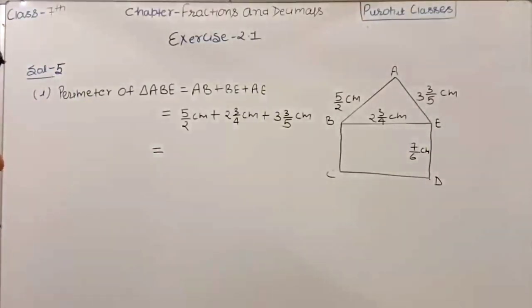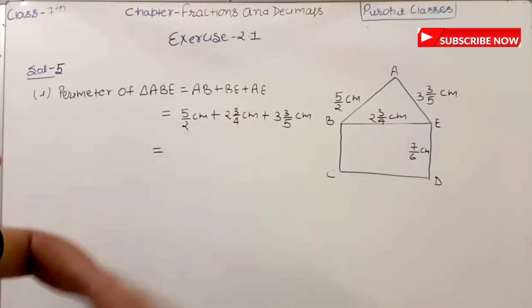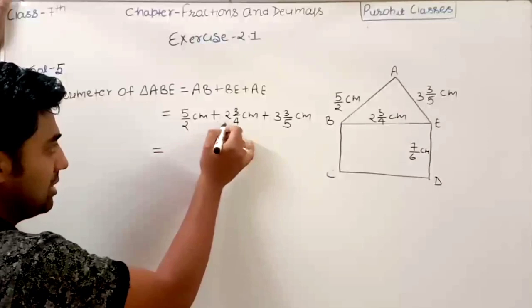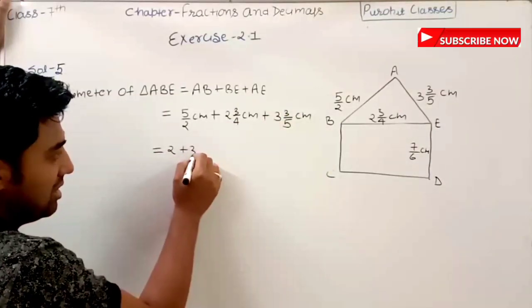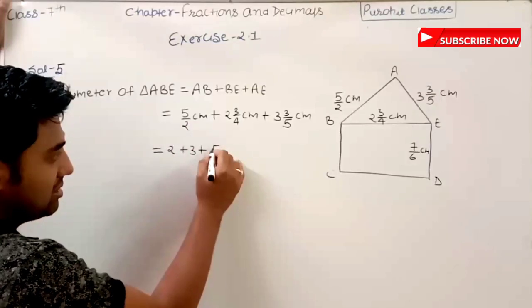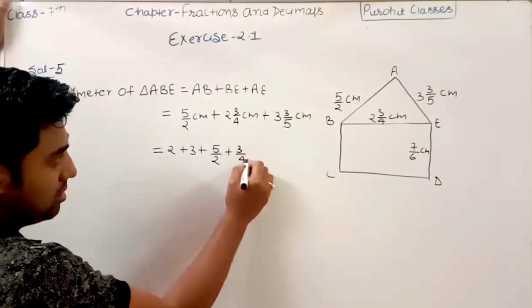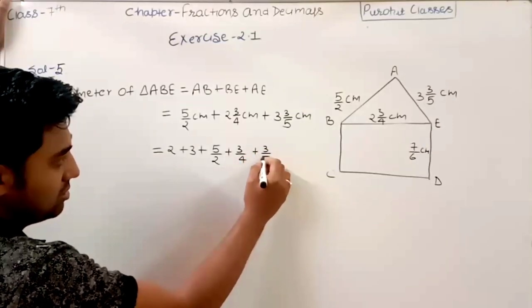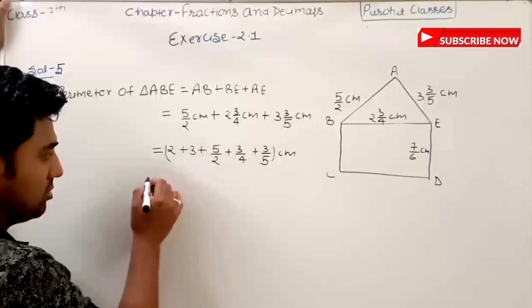Now let's see. Many ways are here to solve this. First, as you can see, it is read as 2 whole 3 by 4, so it can be written as 2 plus 3 by 4. So that 2 I am taking here. Similarly 3 whole 3 by 5, this 3 I am taking here, and the remaining fractions are here: 5 by 2 plus 3 by 4 plus 3 by 5. Understood? And the whole answer will be in centimeter because all are in centimeter.